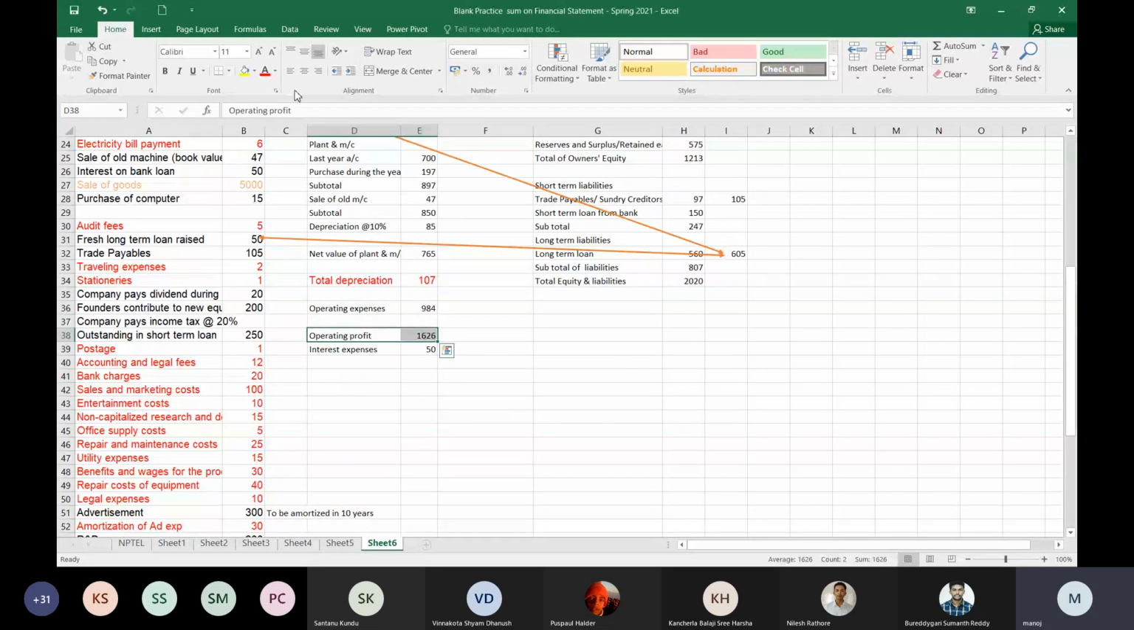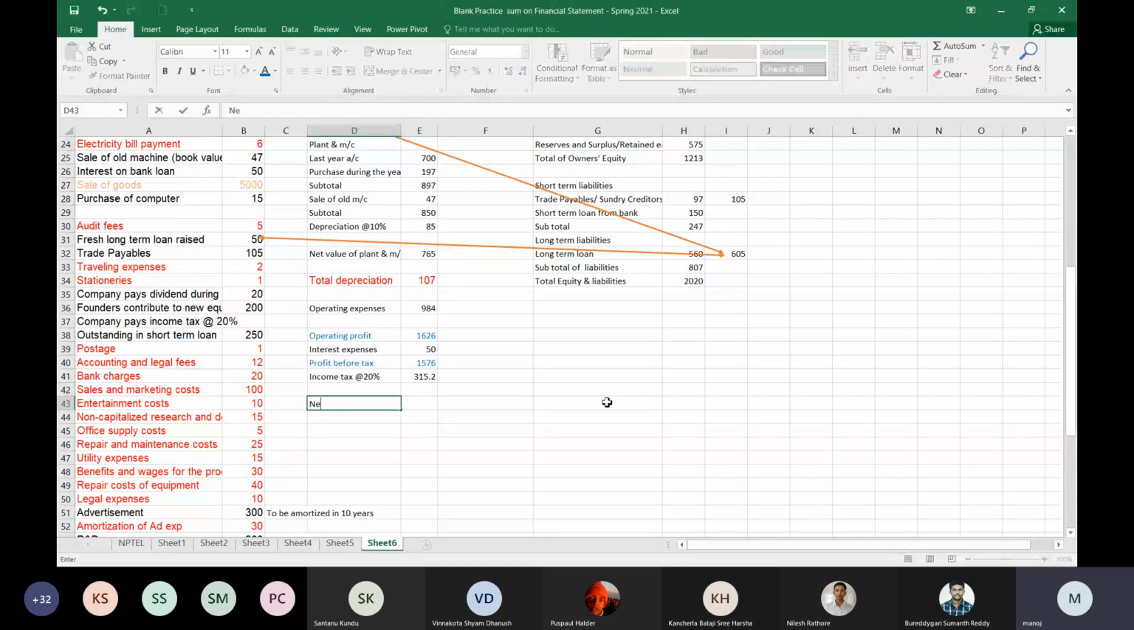So operating profit, you can put it in a different color just to drive home the point. Then profit before tax is equal to this minus interest. So we have 1576 rupees as profit before tax. Again, wonderful. Now income tax. Income tax at the rate of 20% is equal to this multiplied by 0.2, which is 315.2.